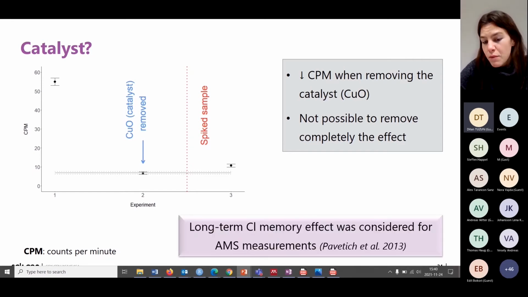This chlorine-36 memory effect is not the first time that it is mentioned. It was mentioned for AMS measurements, a long-term chlorine-36 memory effect.